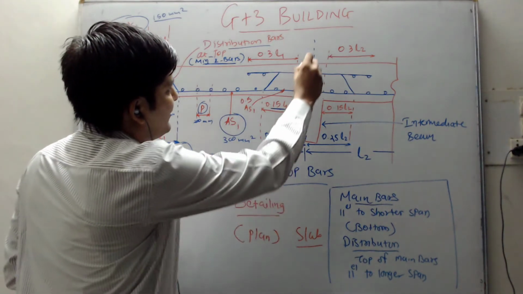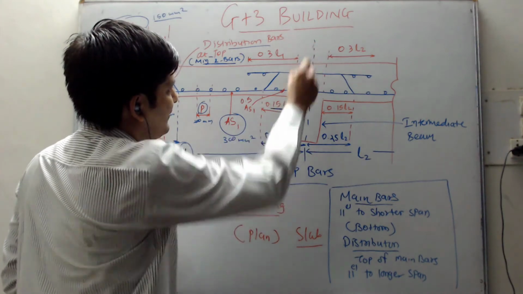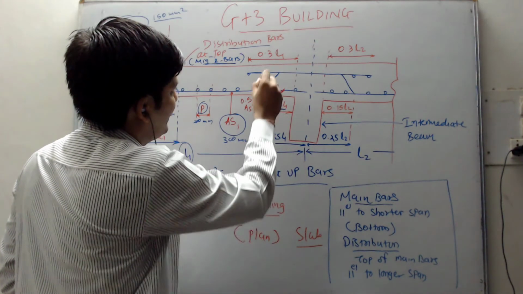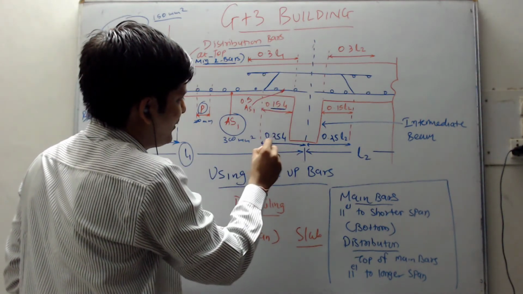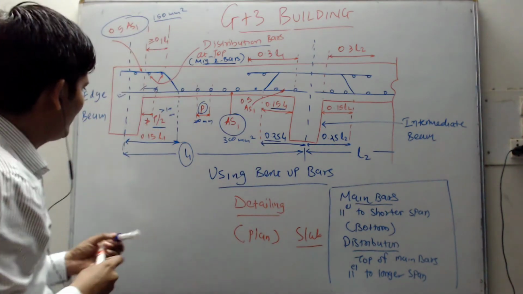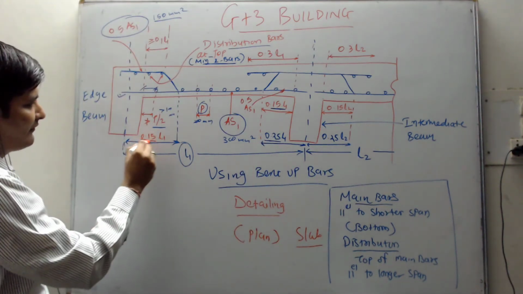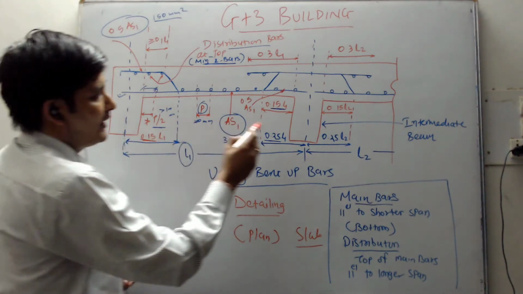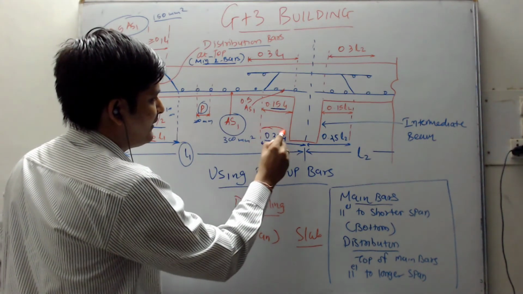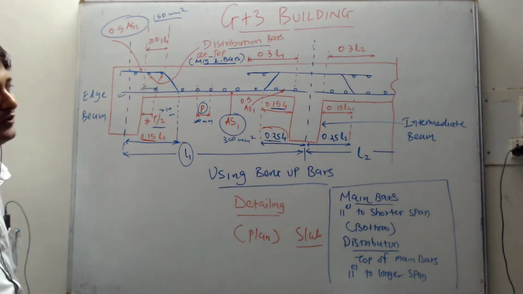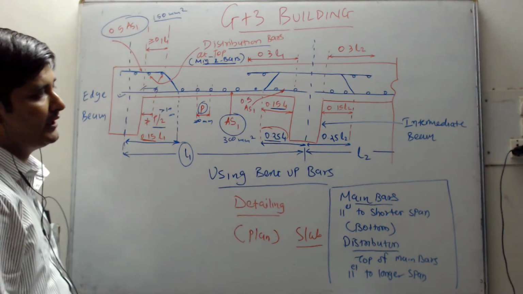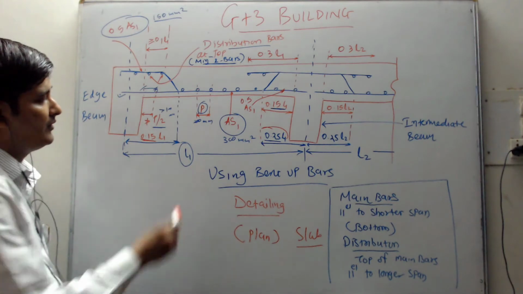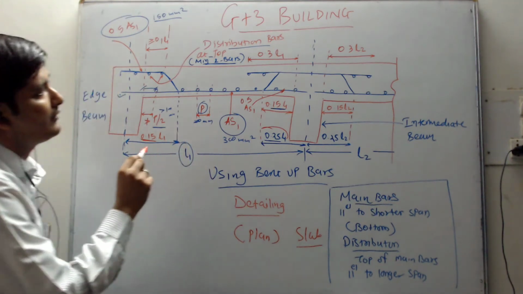Next thing is, from the center of the intermediate span, the bent up is taken from 0.25 L1. So here it was 0.15 L1, right? Because at the edge of the beam, and here it is 0.25 L1 because it is from the intermediate support, right? So these are the important points that are likely to be remembered.